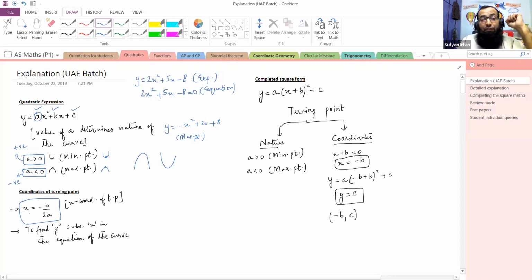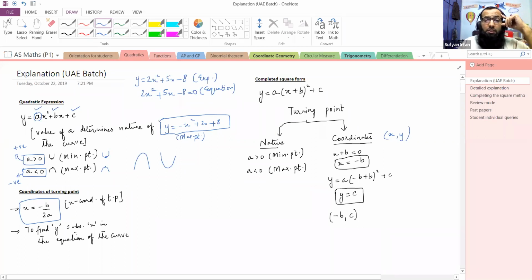So this means whenever we have to find the coordinates of turning point using this form, we already know the nature using this form because the coefficient of x square is negative. We know that it is a maximum point, right? We know that it is a maximum point. So the only thing that we need to do now is to find the coordinates of turning point because the nature is already found. Nature of turning point means is it a maximum or a minimum? And the coordinates would mean x comma y form, in coordinates form. And nature would mean it's a minimum or a maximum.